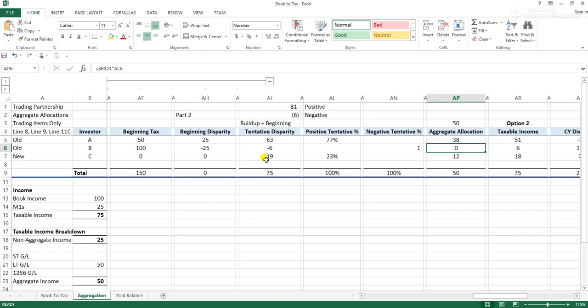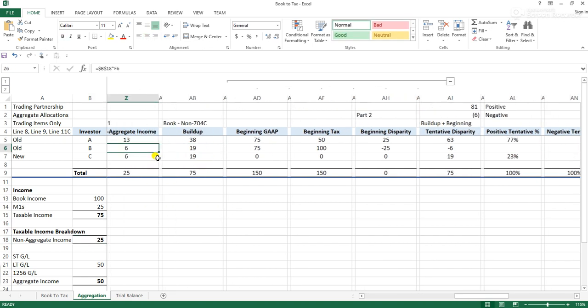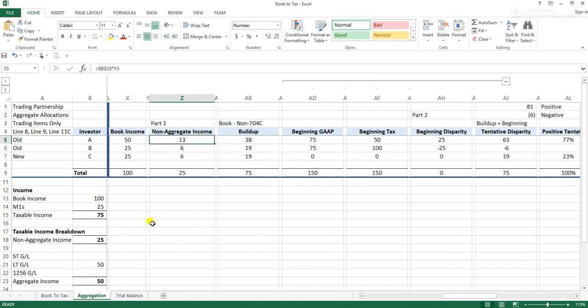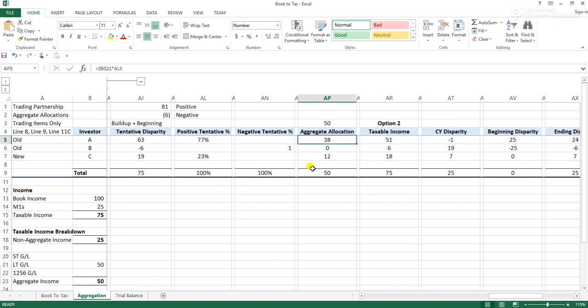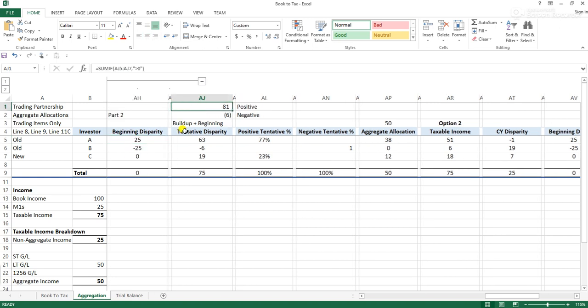That can create a weird scenario where the three partners in the partnership could all share in the non-aggregate income, so they'll all share in potentially line 1, 2, 5, or whatever, but long term is only shared between two investors, the old one and the new one. So this investor here won't get any aggregate income at all. So in this situation where we have positive and negative, you split the two and then you allocate it in that fashion. Total positive disparity was 81, and we had $50 of gains to allocate.